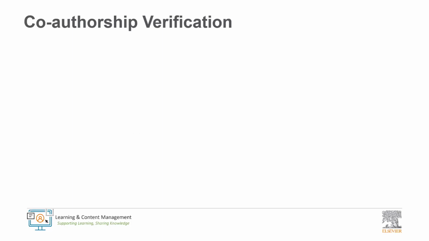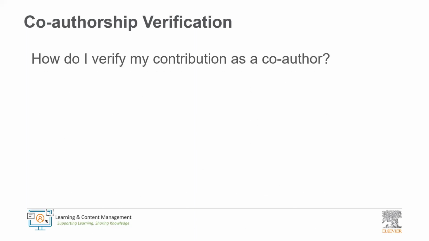When submitting, authors are asked to list all the co-authors of the submission. Editorial Manager journals request that co-authors confirm their co-authorship, as this helps to ensure that authorship includes all individuals who have made a significant contribution to the conception, design, execution, or interpretation of the manuscript. So how do I verify my contribution as a co-author? A request to verify may be for a new submission or for a revised submission.